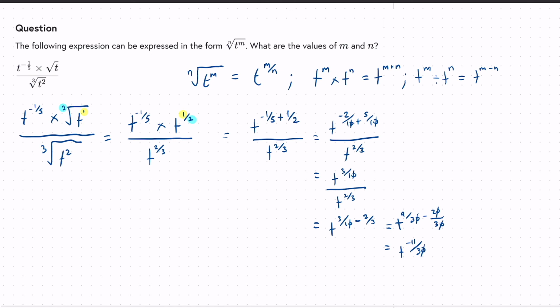Now I can't simplify this anymore like this, but the question wants it in terms of this here. So I have to come back. Now I'm moving from this here back to this. So this is equal to the 30th root of t to the power of negative 11. And that is the answer.